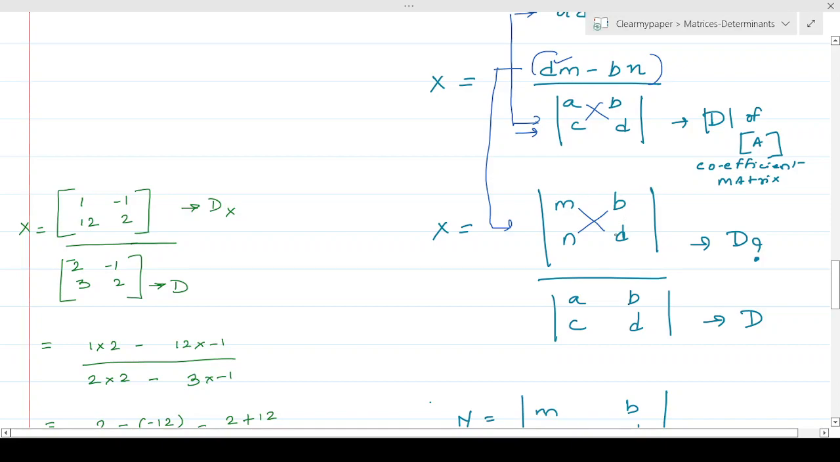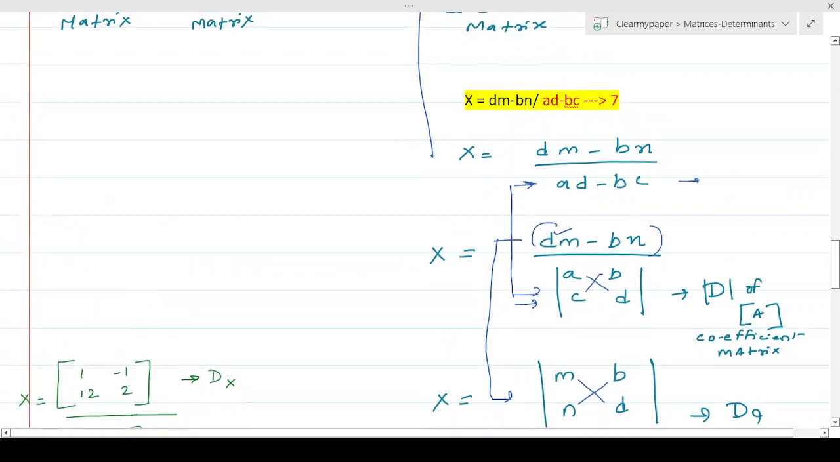So if I do it this way, the new value for x, in a roundabout way, or in a different way, is nothing but a ratio of two determinants, right? One is at the bottom and one is at the top. The bottom one, I know it's the determinant of the given coefficient matrix.